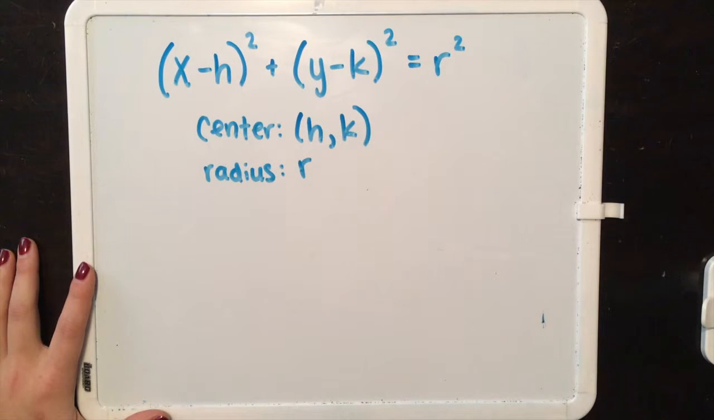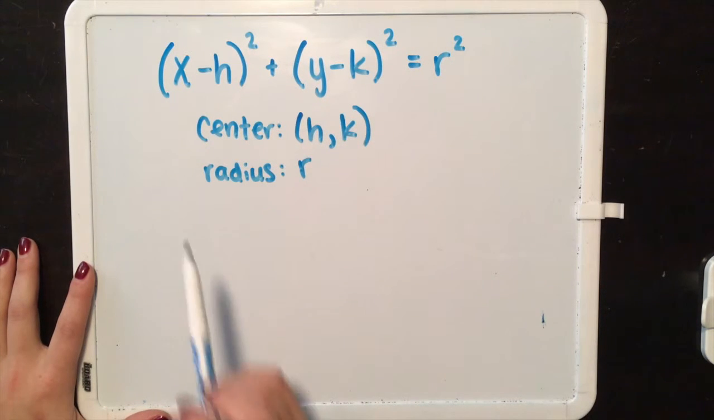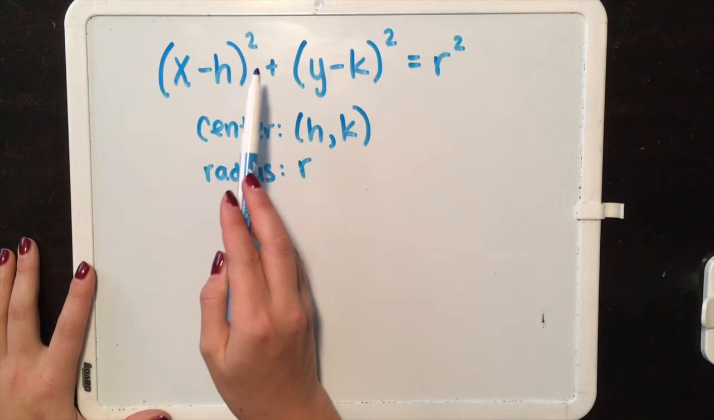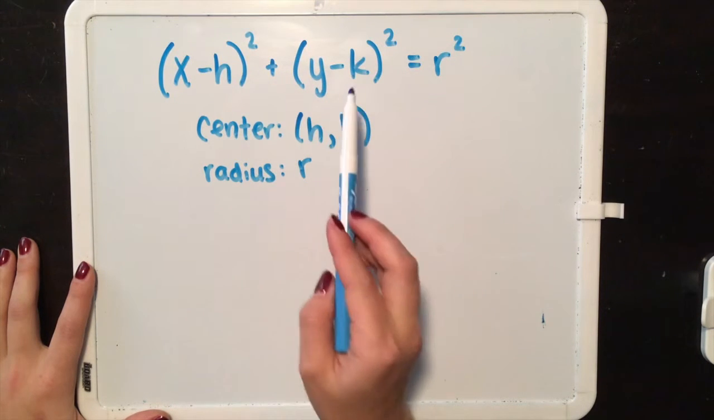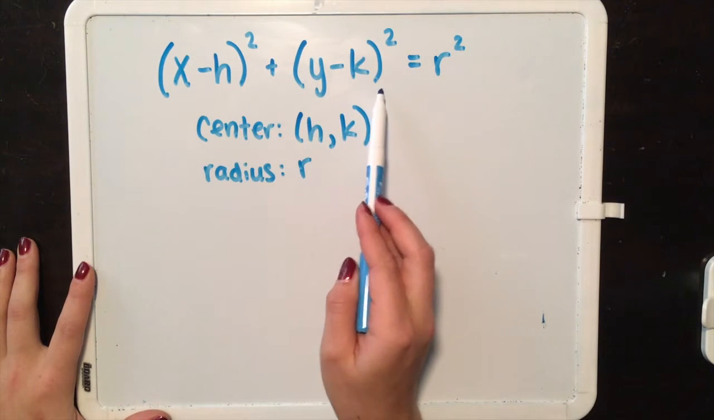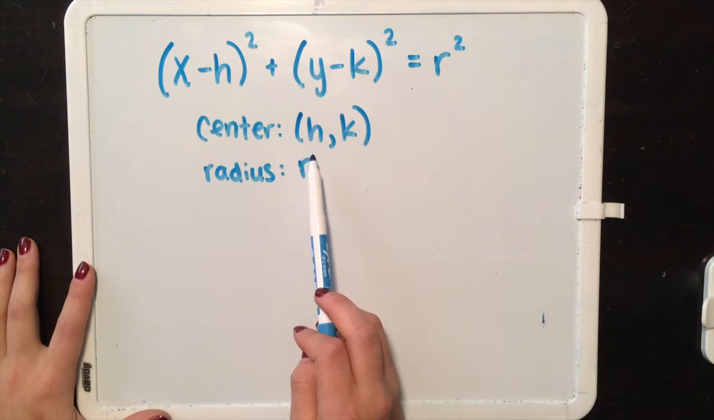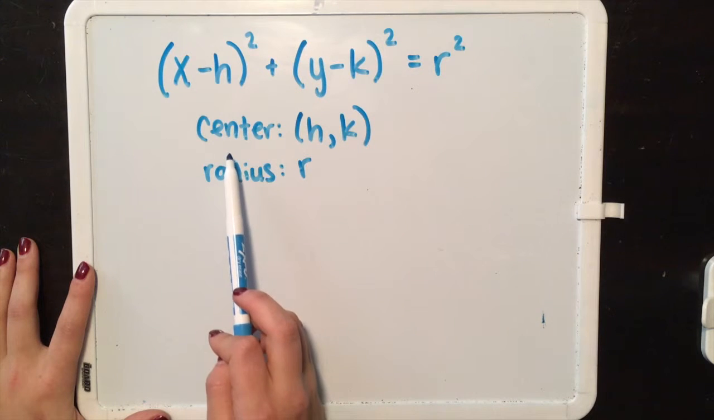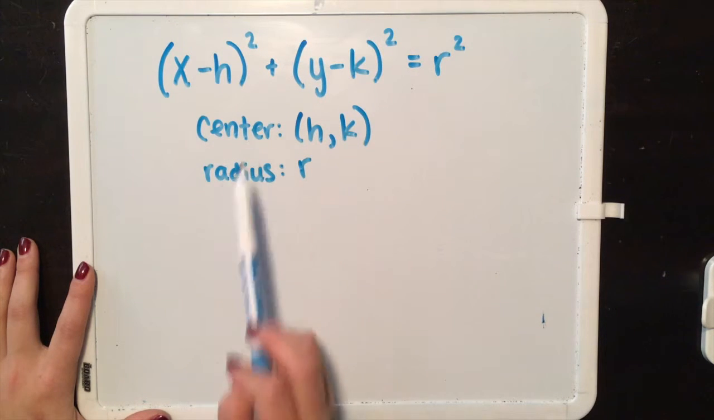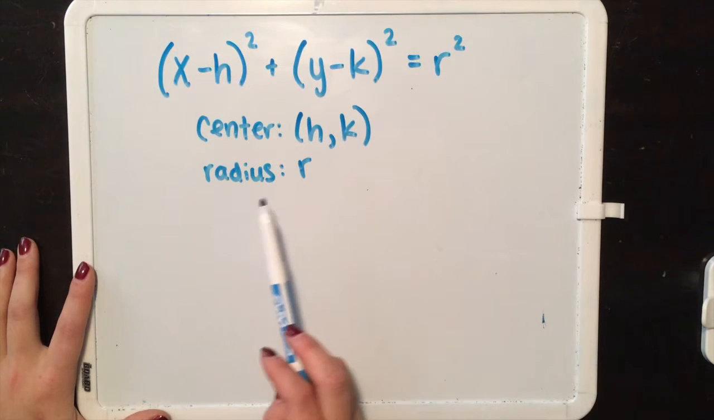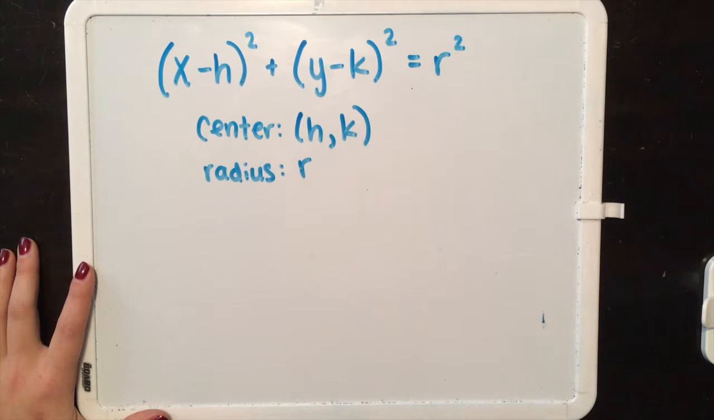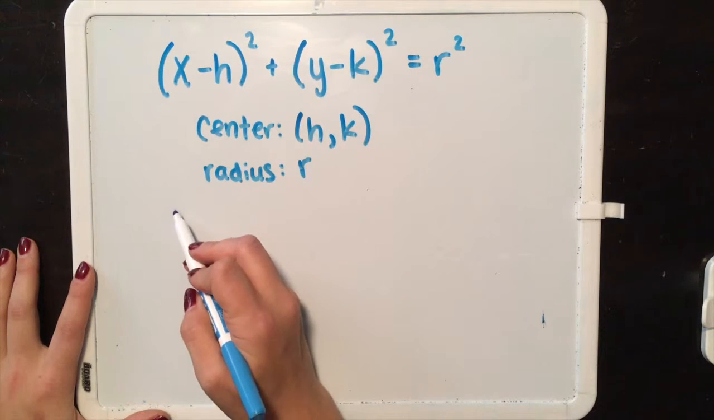Here is the general format for the equation of a circle. (x - h)² + (y - k)² = r². (h, k) denotes the center of the circle, and r denotes the radius. I'll show you an example.